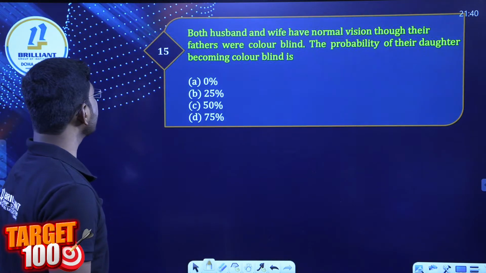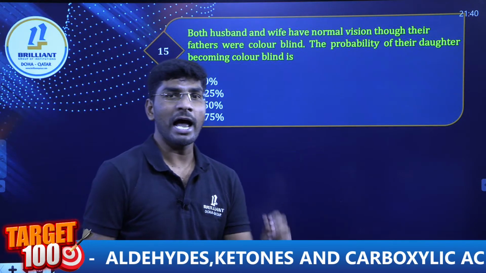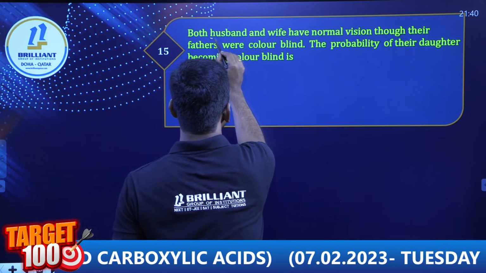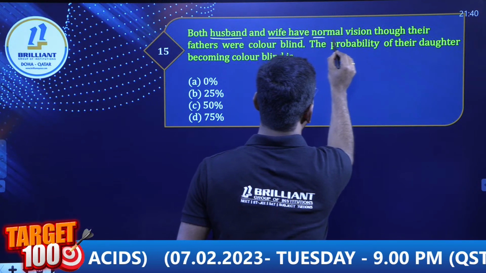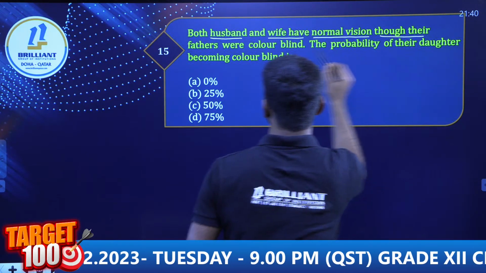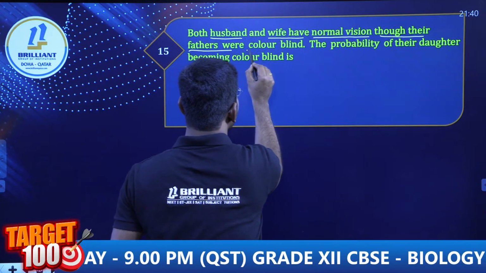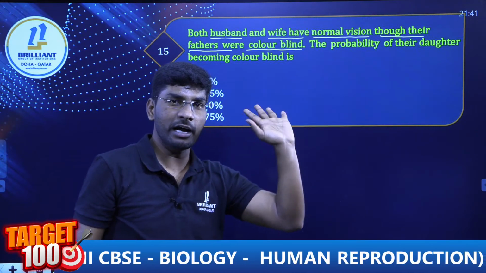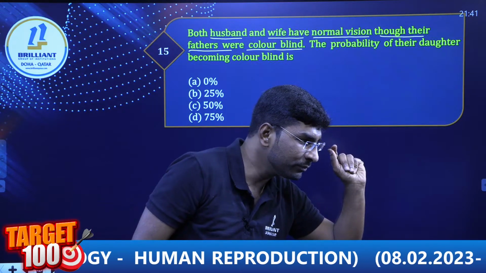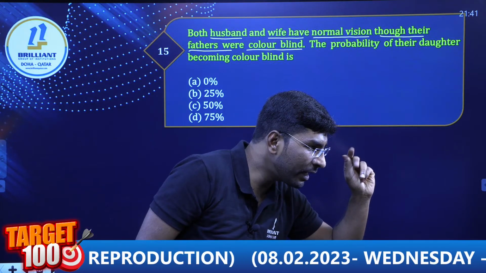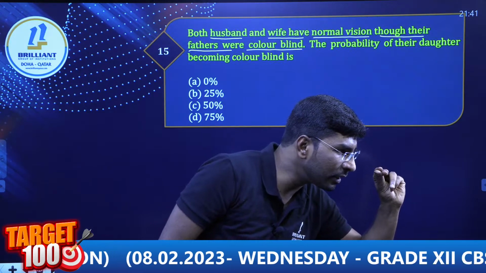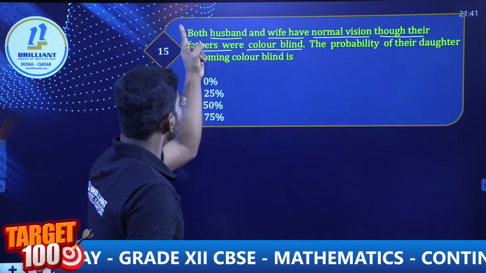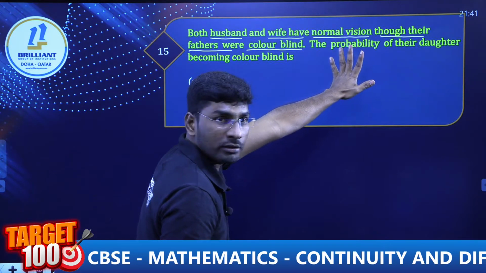Next question. Question number 15. Can you do this? I will wait for 1 minute. Any one of you online students? Both husband and wife have normal vision, though their fathers were color blind. We got a hint. You have to answer me now. Can you do this, Reshma, Dharani, Angeline? Both husband and wife have normal vision.